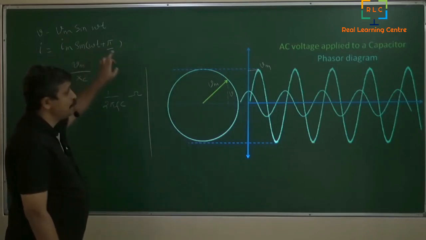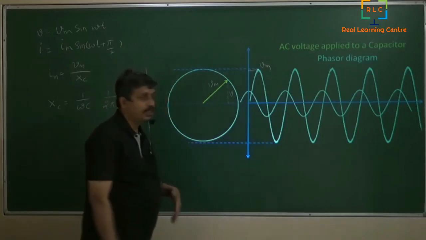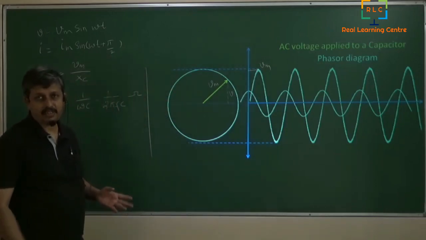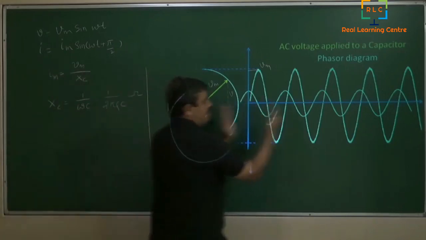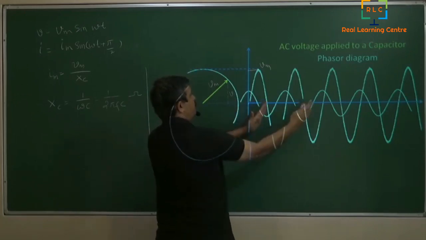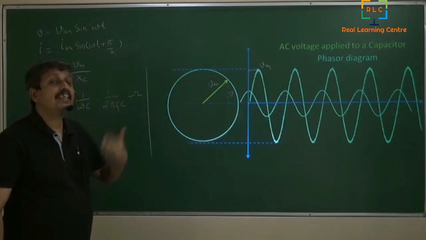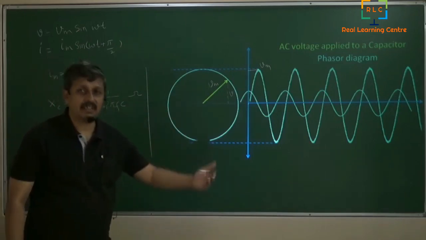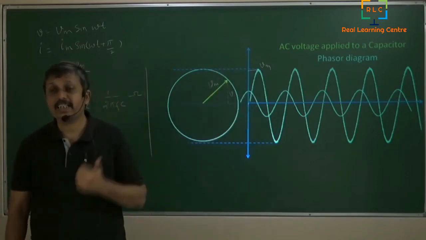Current is equal to sin(omega t plus pi by 2), which means in order for the current to align with the voltage, you need to move this to the right by pi by 2. You can say this is 0, this is pi by 2. Move it to the right, then it will align. Okay, so that means it is leading, it is going in the front. So current leads the voltage by 90 degrees.